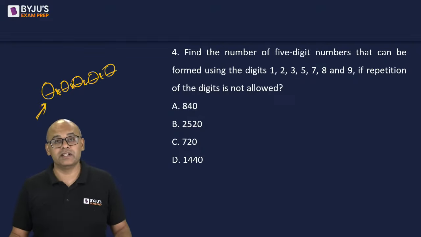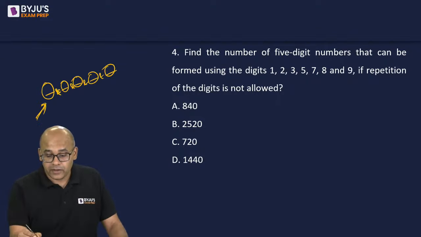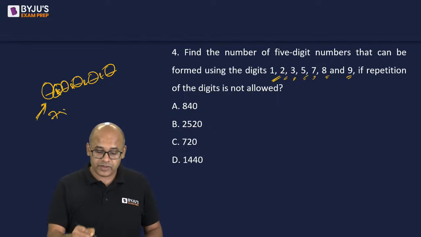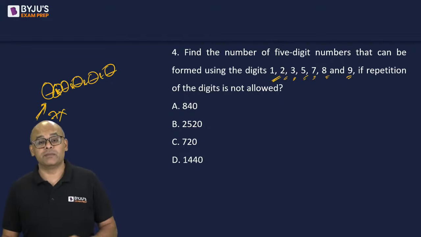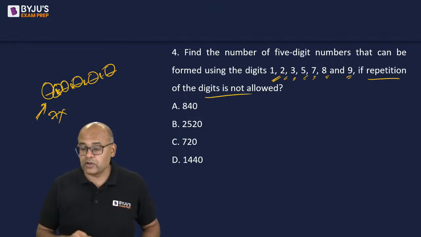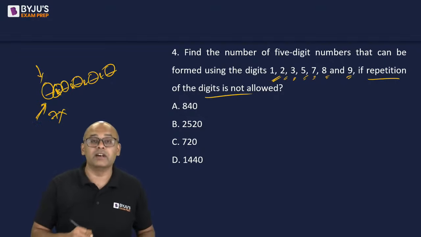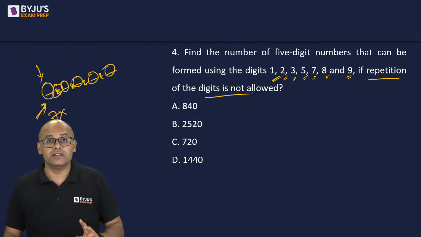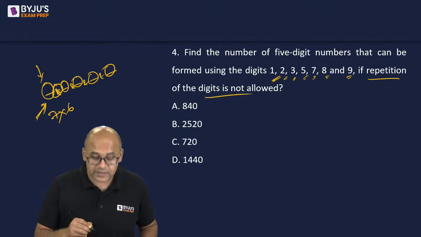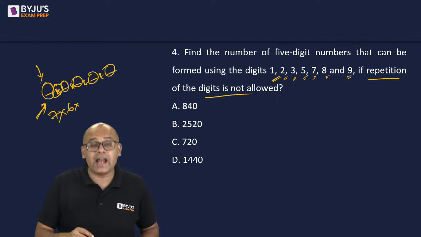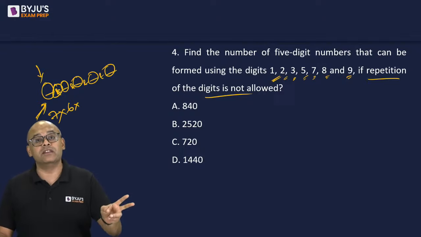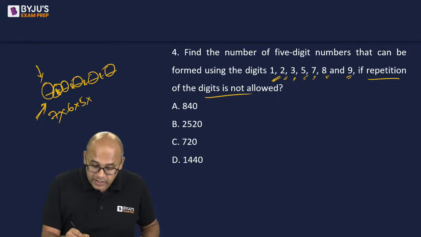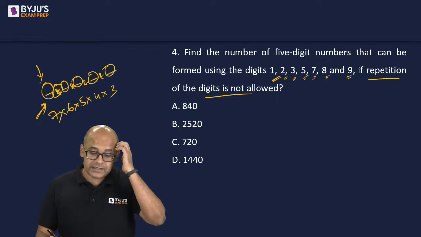So how many ways can I fill the first digit? I can fill it in 1, 2, 3, 4, 5, 6, 7 ways. And becomes multiplication. Now I'm going to fill the second digit. But remember, repetition of the digits is not allowed, which means whatever is already here, I cannot use it again. Out of the 7 digits, 1 digit is already written. So what is left out for me? Left out is 6. Then I'm going to the third digit. Again, out of the 7, 2 are written. So the other 5 are available for me. 5. Similarly 4 and then 3. So the answer here is 7, 6, 5, 4, 3.